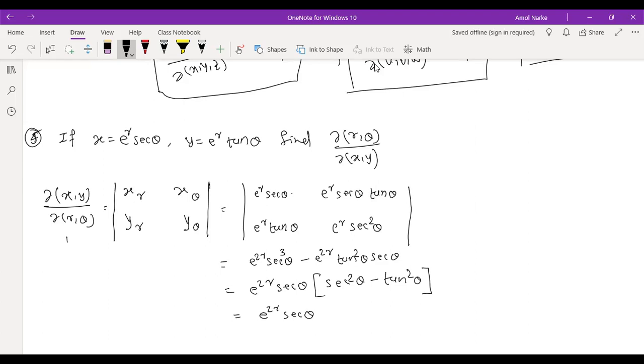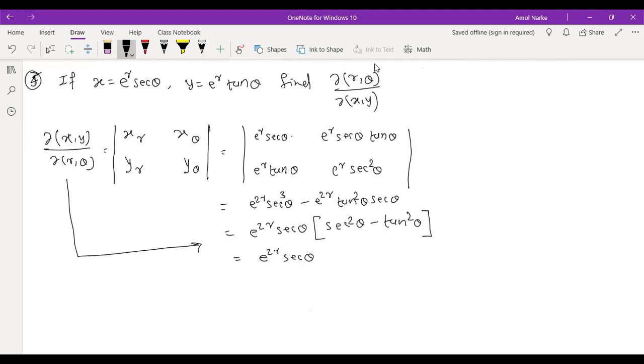This is J, not J dash, whereas they are asking for the opposite of that. So the partial derivative of r and theta with respect to x and y is nothing but 1 upon e raised to 2r into sec theta, since j into j dash is always 1. So that is how we get this. Does everyone understand now? This is the basic example of Jacobian.